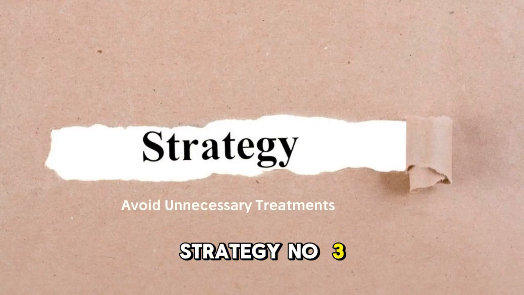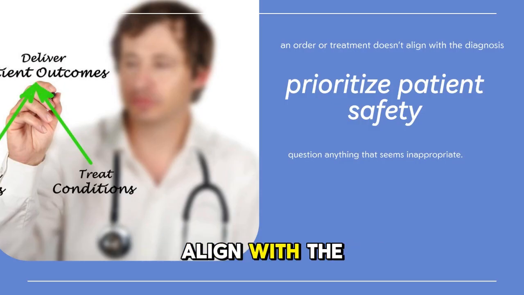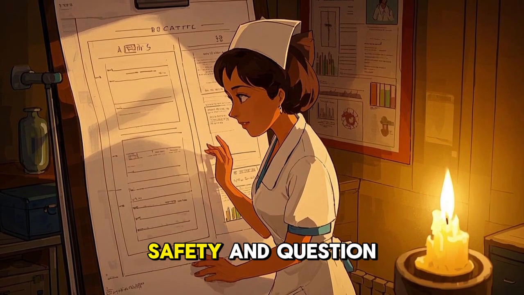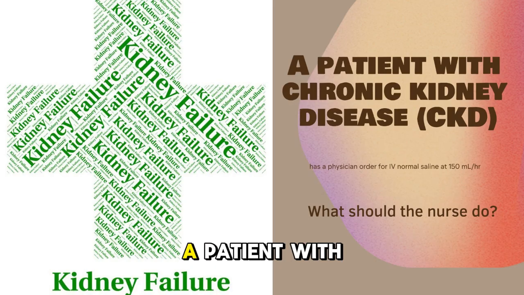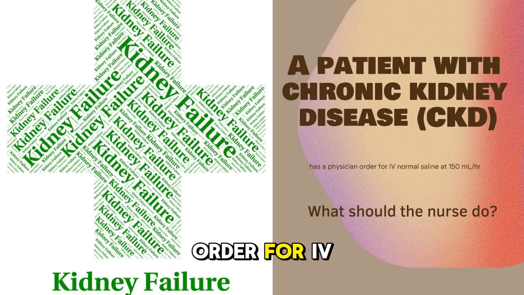Strategy number 3. Avoid unnecessary treatments. If an order or treatment doesn't align with the diagnosis or could harm the patient, it's likely incorrect. Always prioritize patient safety and question anything that seems inappropriate. Example: a patient with chronic kidney disease (CKD) has a physician order for IV normal saline at 150 milliliters per hour. What should the nurse do?